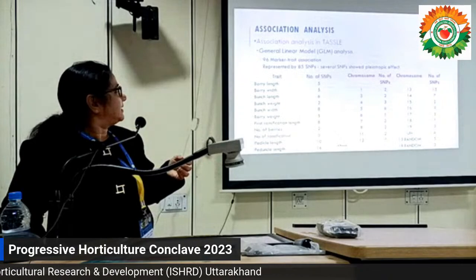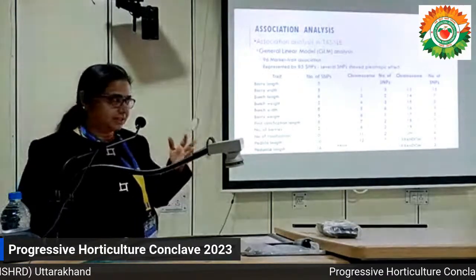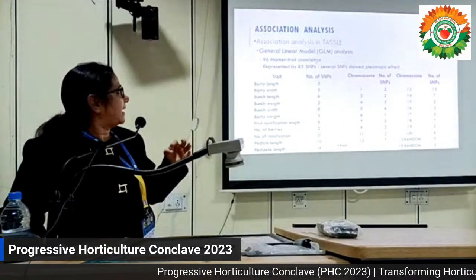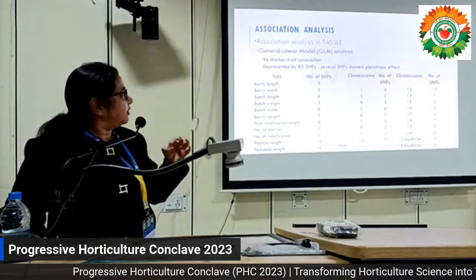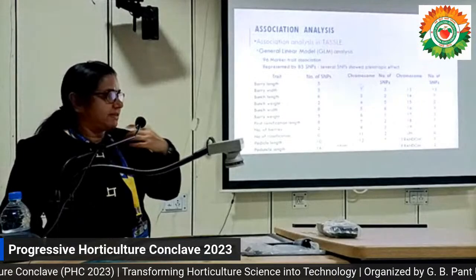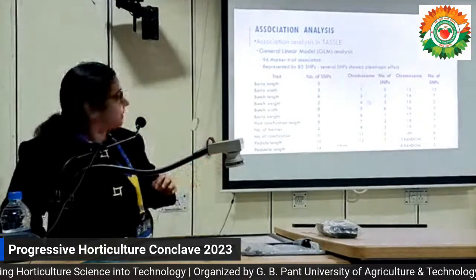In this particular approach, the model generally doesn't use the population structure. That's why we could identify a large number of marker-trait associations, and several of the SNPs were pleiotropic. That means one SNP was found to be associated with more than one trait. So this is some data about that.